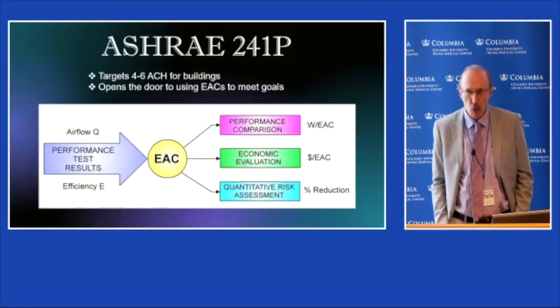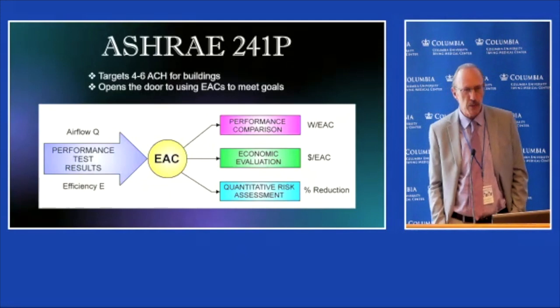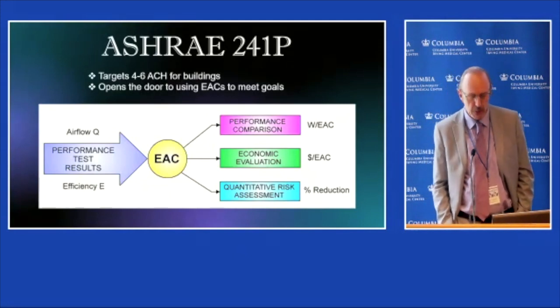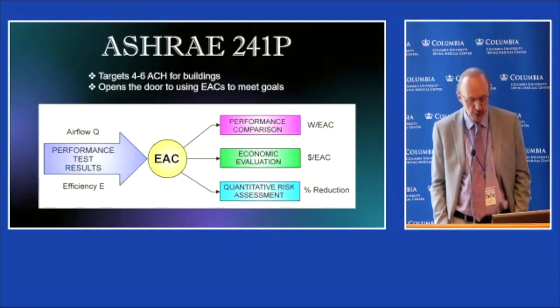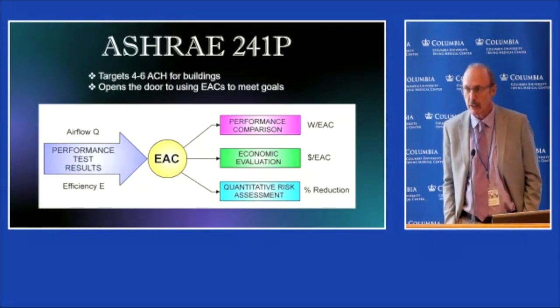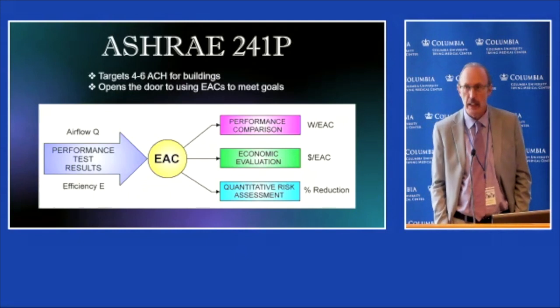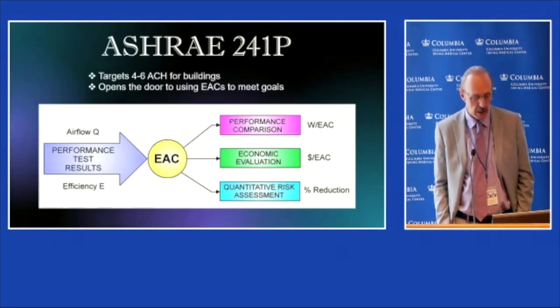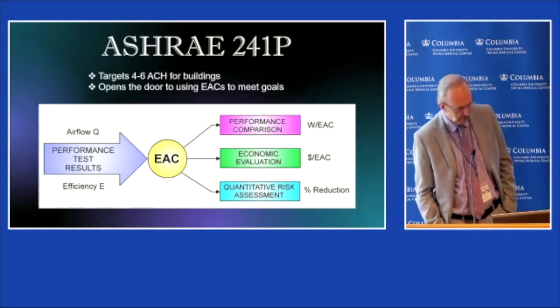This new standard opens the door to using equivalent air changes to select or size equipment for buildings. The target of 4 to 6 ACH is a solid target to aim for. We can engineer any system to deliver that level of performance.